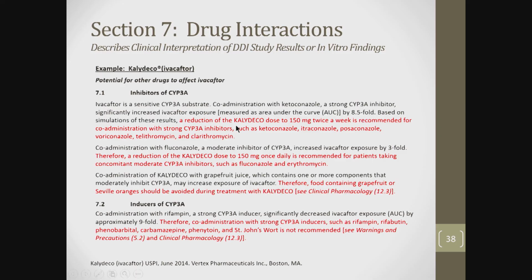Based on this, we recommended a dose reduction from 150 milligrams twice a day to 150 milligrams twice a week when we combine the drug with other strong inhibitors, and we've listed some here as examples. In addition, we did a study with a moderate inhibitor, fluconazole, and also saw a profound increase of threefold. So we have a dosage recommendation in place to reduce from 150 twice a day to once daily with moderate inhibitors. And we also have language in here about trying to avoid grapefruit or Seville oranges that might be CYP3A inhibitors. And there's also a warning about the effect of strong inducers on the basis of a study we conducted with rifampin, in which we saw a 9-fold decrease in exposure.